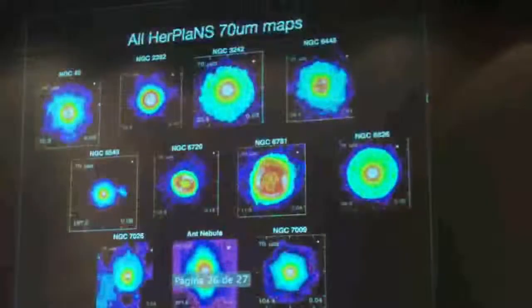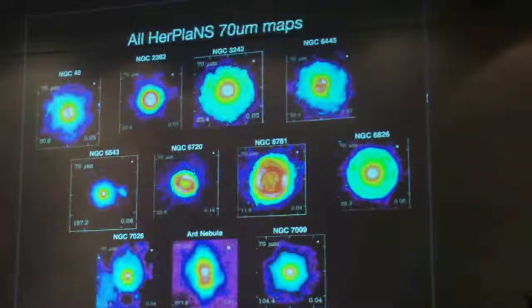So I'll leave you now with all the images of the planetary nebulae at 70 microns so you can see all the outer halos that we detect. And thank you very much.